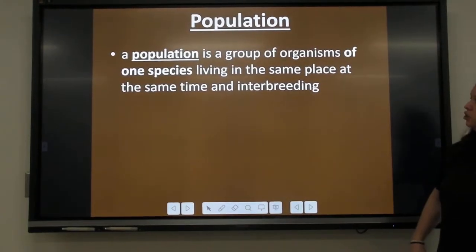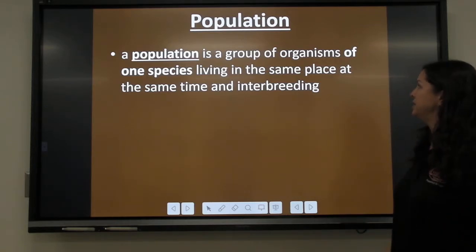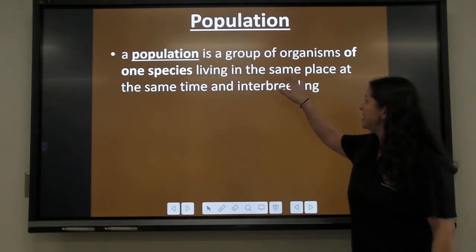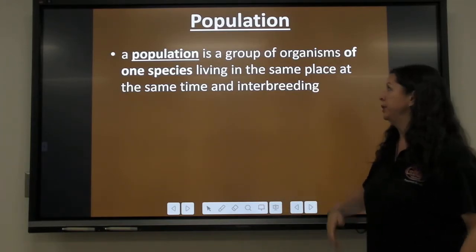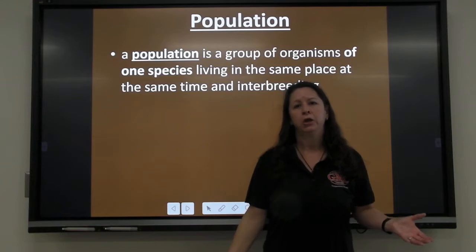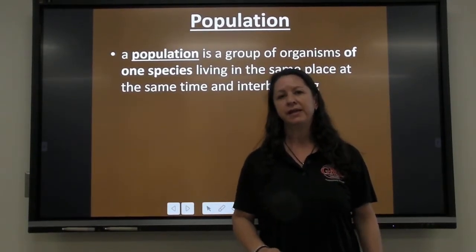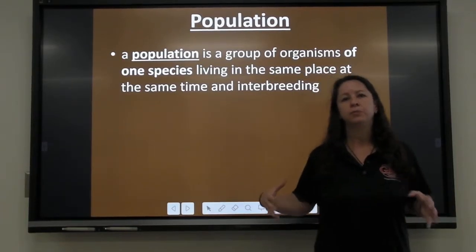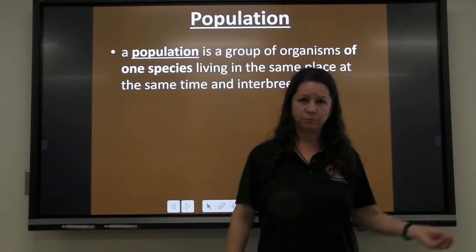A population is a group of organisms of one species that live in the same place at the same time. Okay, when you are talking population, you have to talk about all the members of a single species, and you have to define the place that you're talking about. So, a single place at the same time.